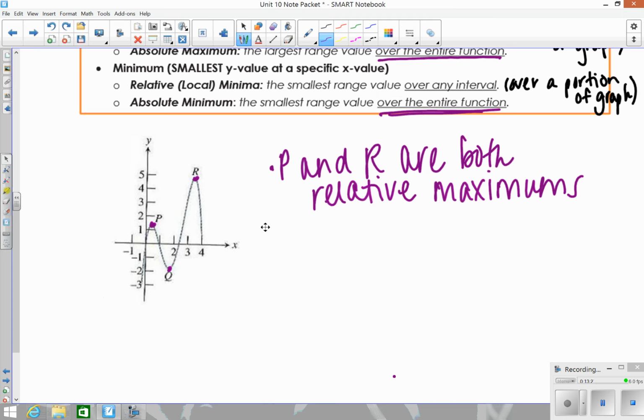Q is also going to be a minimum. It's going to be both, well, in this case, I have this point over here that's lower. So if these had arrows on them, or if they keep on going, we can say that Q is going to be a relative minimum, because it's a minimum over a certain section, but it's not a minimum to the entire graph. So we have Q is a relative minimum.